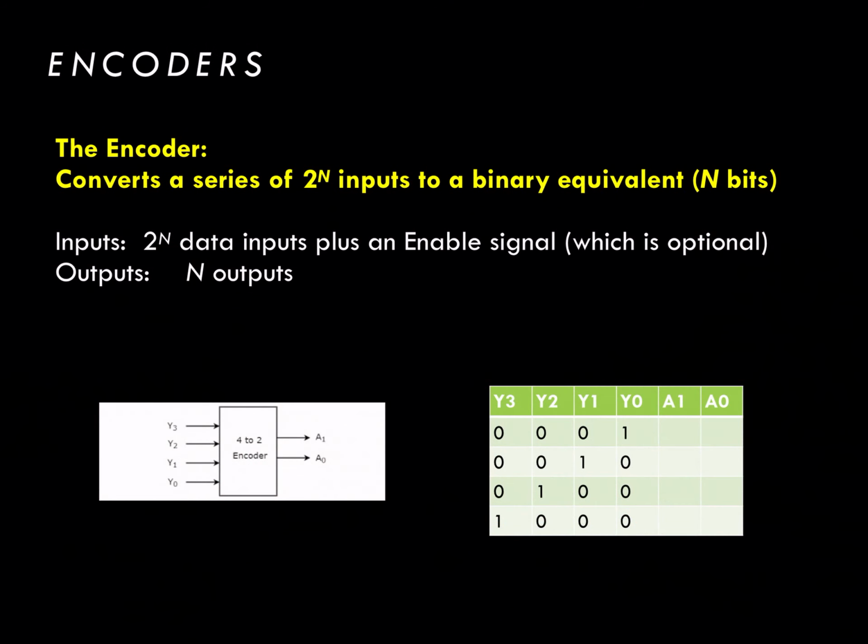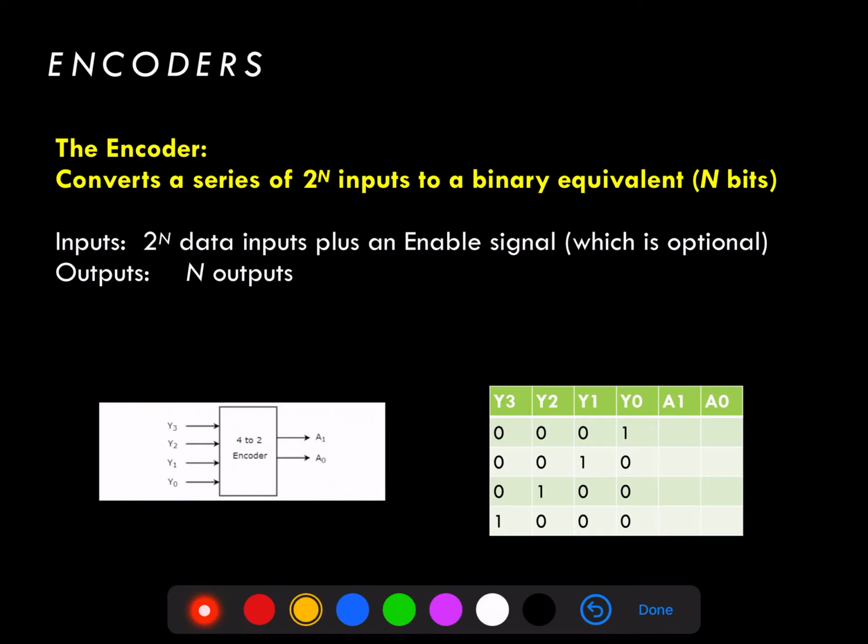An encoder converts a series of 2 to the power n inputs to a binary equivalent of n bits at the output. In this example shown on this first slide, n is equal to 2. So there are 2 to the 2 inputs, or 4 inputs, and 2 outputs to this encoder. And what the encoder does is it converts those inputs to a set of outputs that indicate where the single 1 in the inputs occurs.